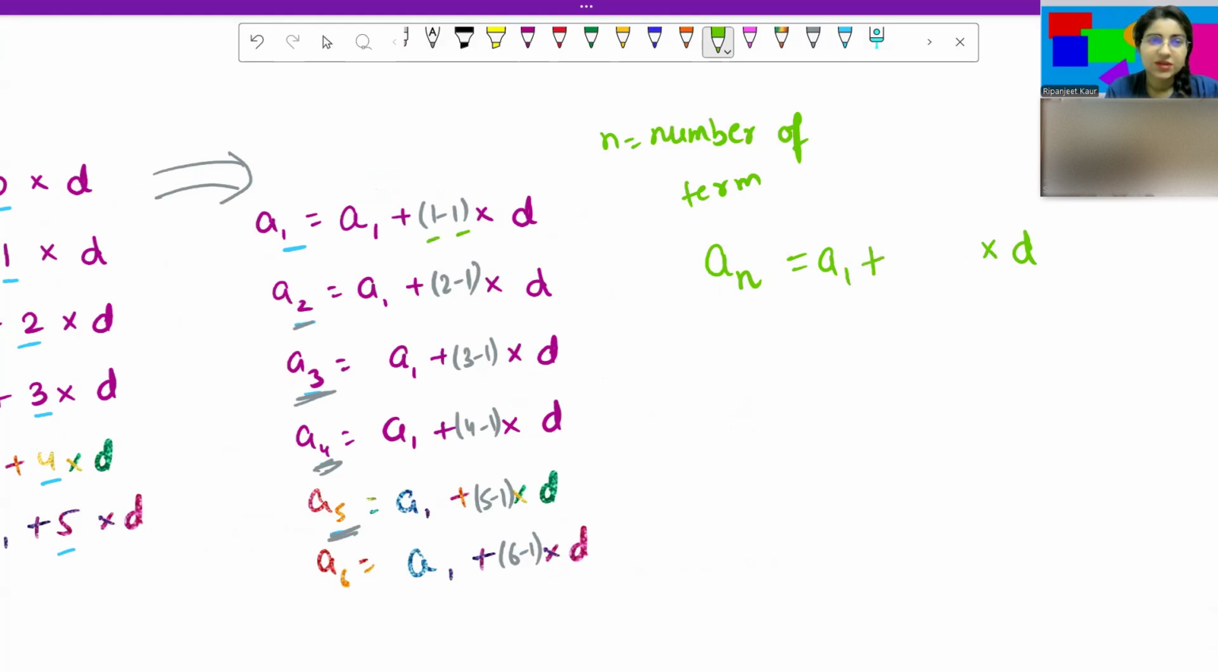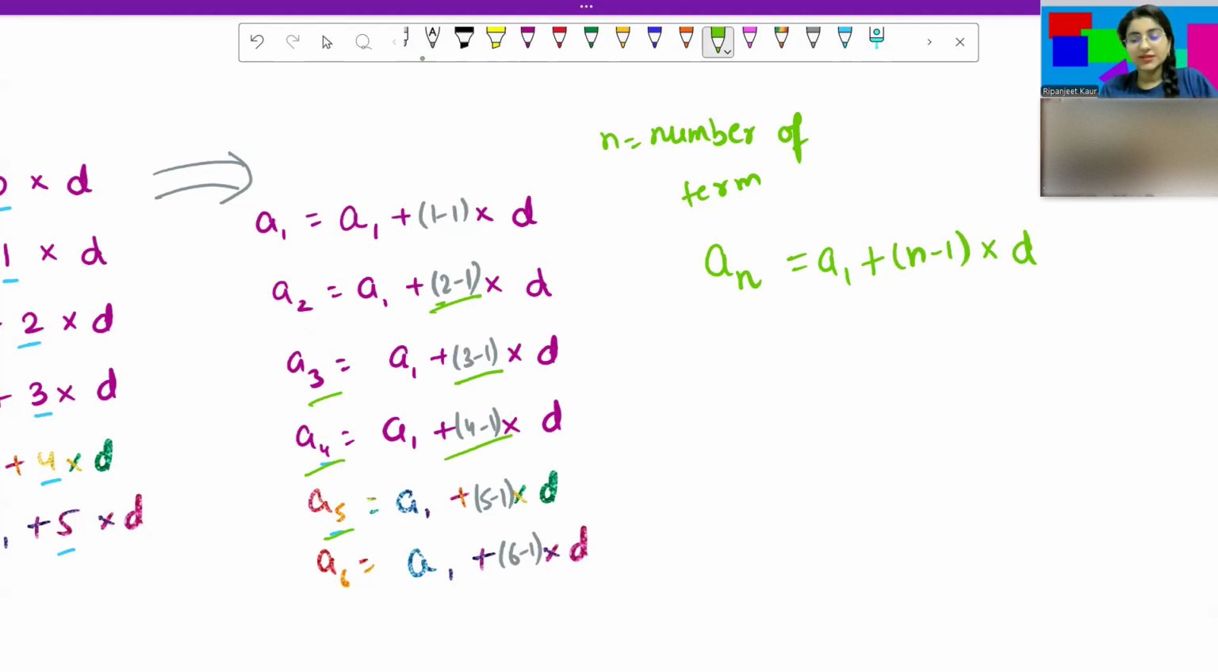Over here, what is happening? For 1, it's 1 minus 1. For 2, it's 2 minus 1. For 3, it's 3 minus 1. For 4, it's 4 minus 1. What can we write it as for n? Very good, n minus 1.